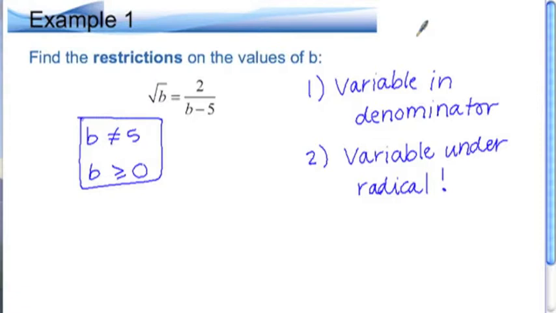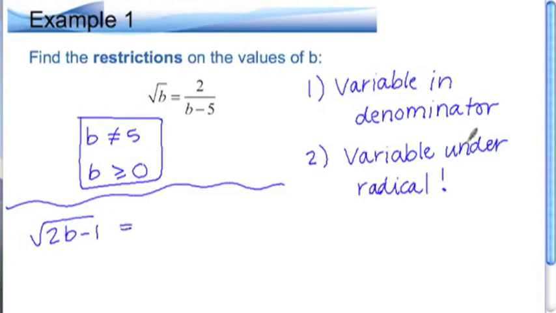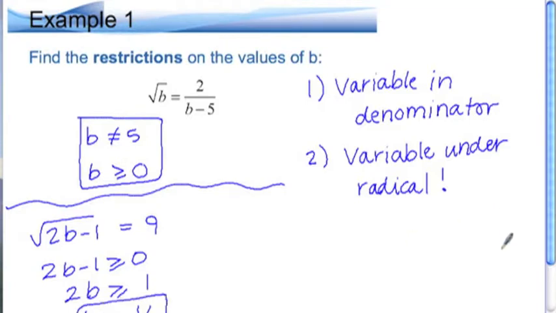Before we move on, let's be sure to talk a little bit about a situation such as this. If we were going to talk about the restrictions for this problem, we simply take what's under the radical, make it greater than or equal to 0, and solve for b. So this would be the restriction for this particular problem.